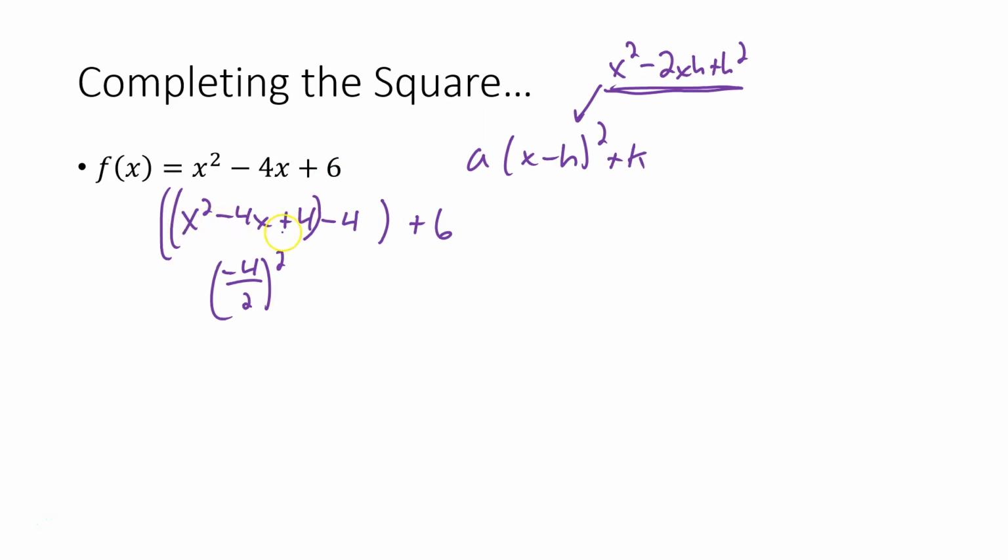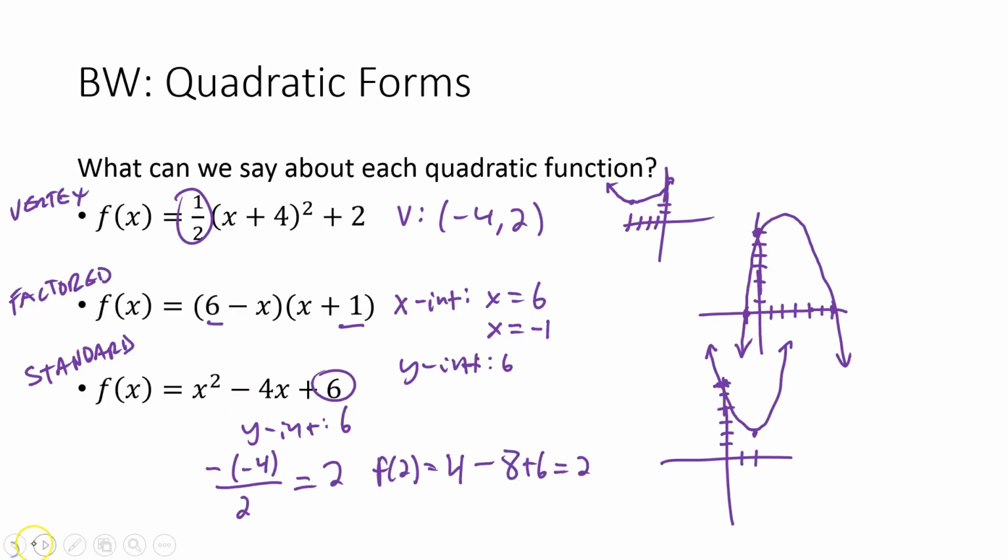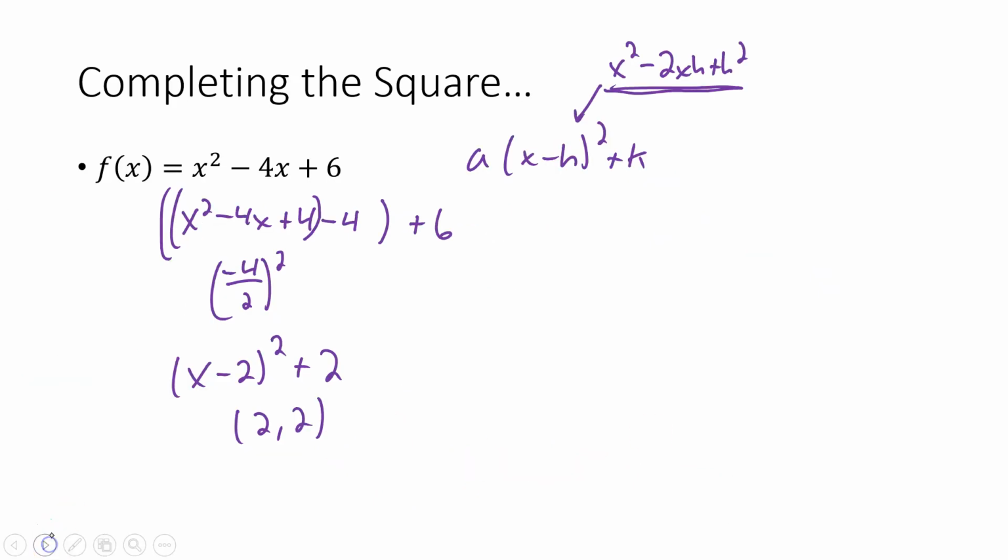So this part here we can factor. That's a perfect square, so that is x minus 2, quantity squared. Then we have a negative 4 and a plus 6. That makes a plus 2. So that tells us our vertex should be at 2, 2. Let's go back a slide and see if that's what it was. Hey, thank goodness, our vertex was 2, 2. That's good. It's right over there. So we have our vertex form, and we know it has a vertex at 2, 2.